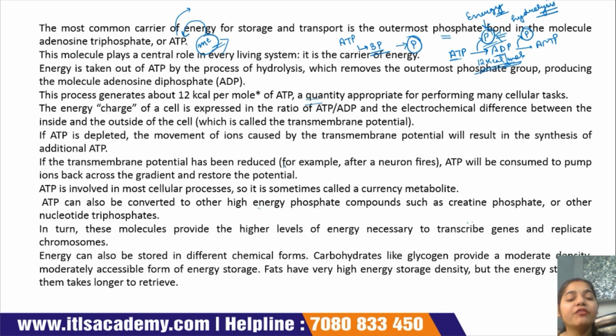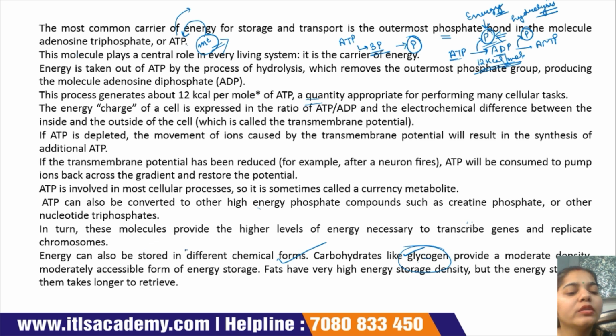ATP can be converted to other high energy phosphate compounds, examples of which are creatine phosphate and other nucleotide triphosphates. The energy obtained from these compounds is utilized to transcribe genes and replicate chromosomes.